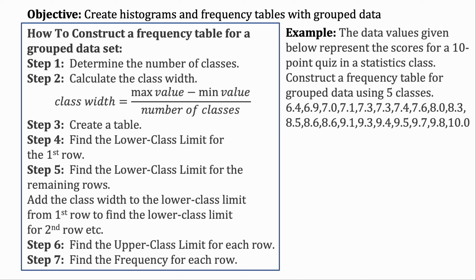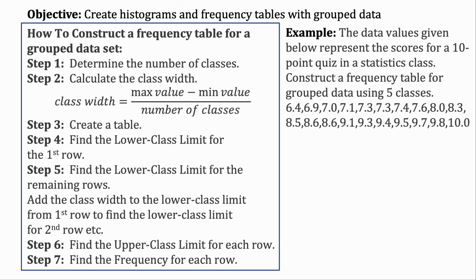First off, you need to determine the number of classes, and many times it's going to say within the problem. So let's look at our example. It says the data values given below represent the scores for a 10-point quiz in a statistics class. Construct a frequency table for grouped data using 5 classes. So they've told us right off the bat that we have 5 classes. Now, sometimes you might have to determine that yourself depending on the data values that you have, but oftentimes they're going to give you that information.